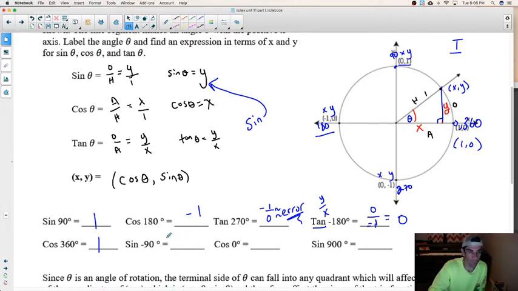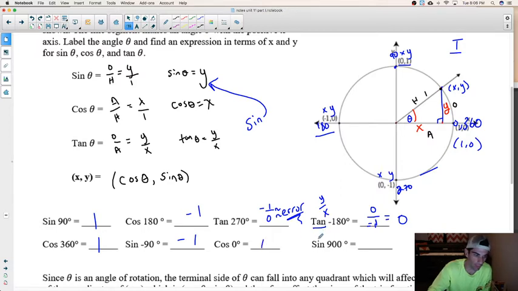Then we're going to go to sine -90. So we're going clockwise over here to -90. And they want the sine, which is the y value. That is going to be -1. Cosine of 0. The cosine of 0 is going to be the x value, which is 1.